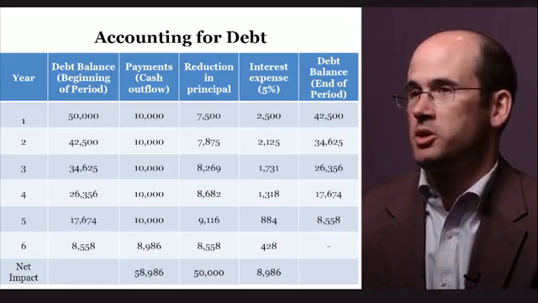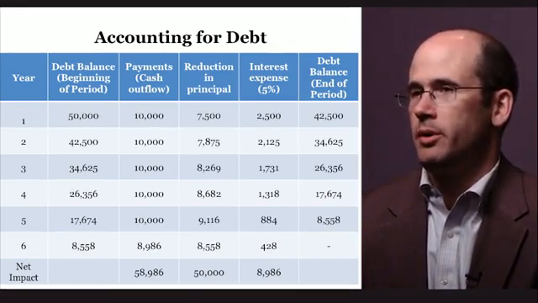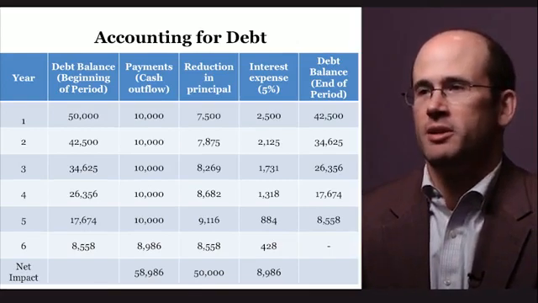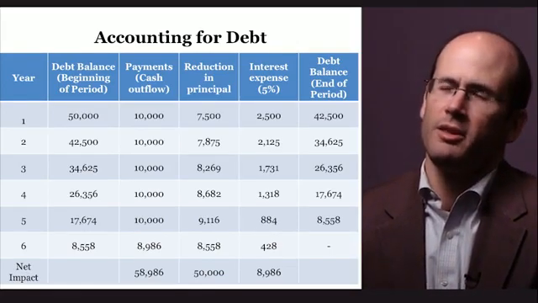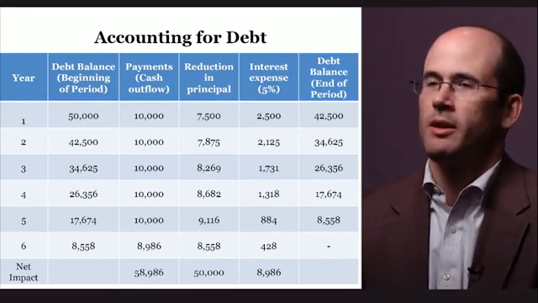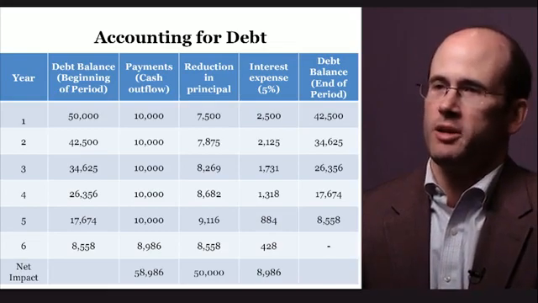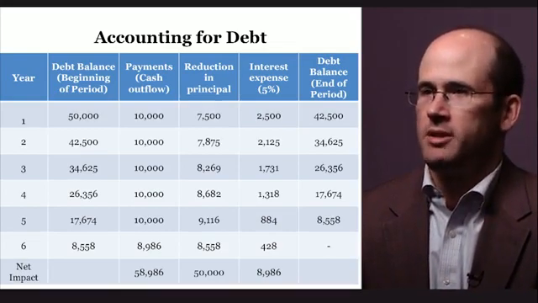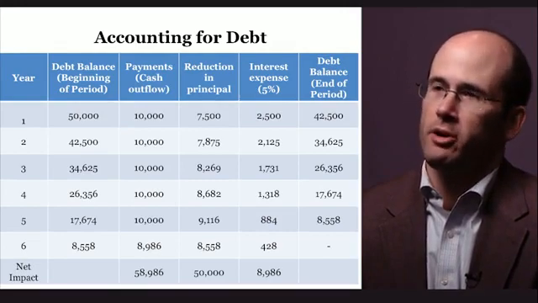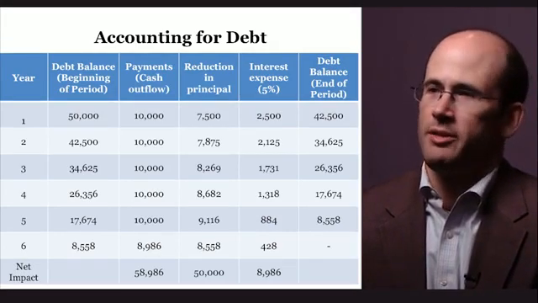Offsetting that is a reduction of your interest expense over that same period. The reason for that is that the outstanding balance of your indebtedness is also decreasing, and therefore the 5% rate that's being applied to that balance will similarly decrease. The net result, at the end of the 6 years, you no longer have any debt, you've paid off the $50,000, and you've incurred an interest expense of just under $9,000.